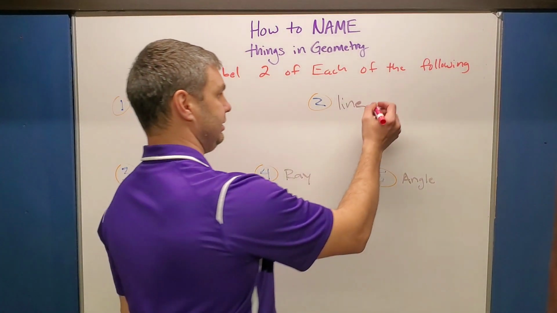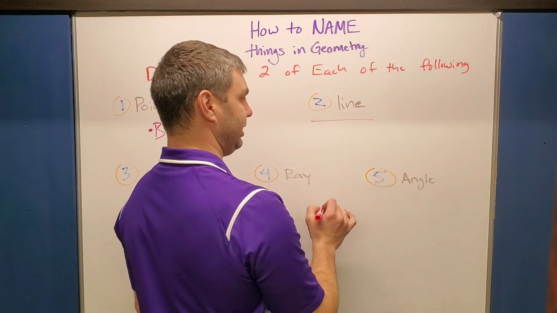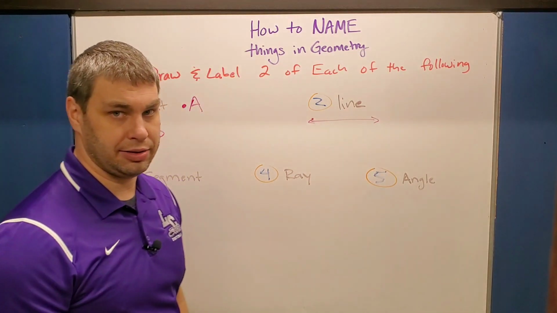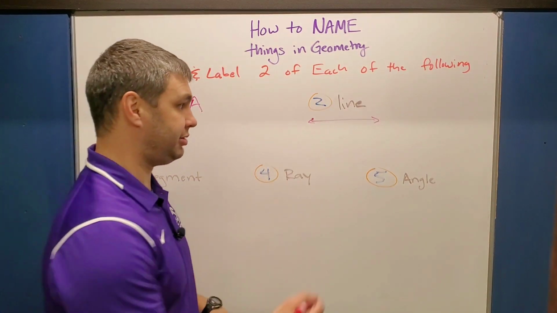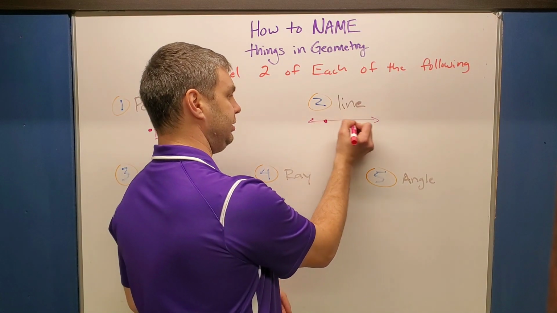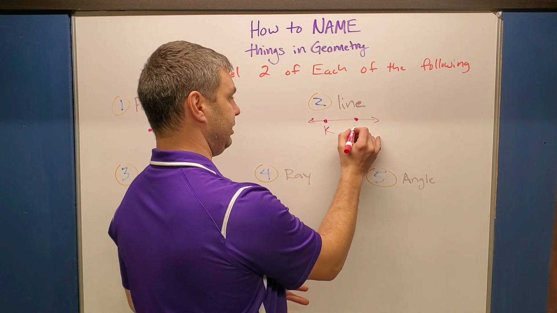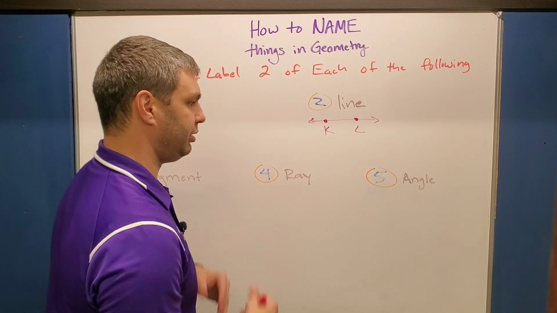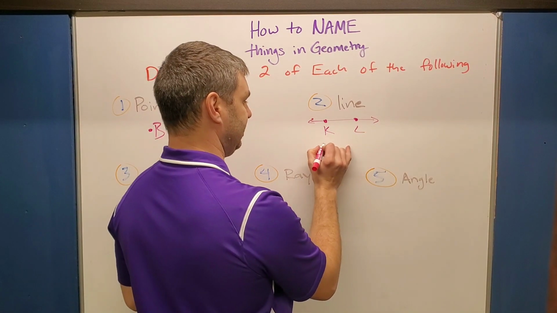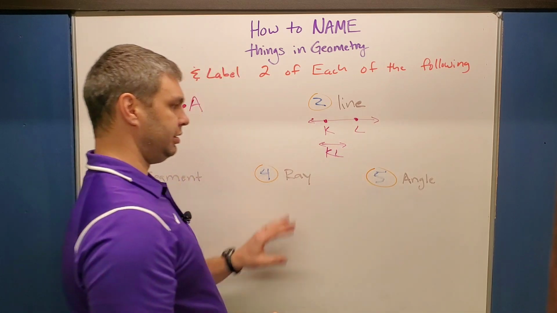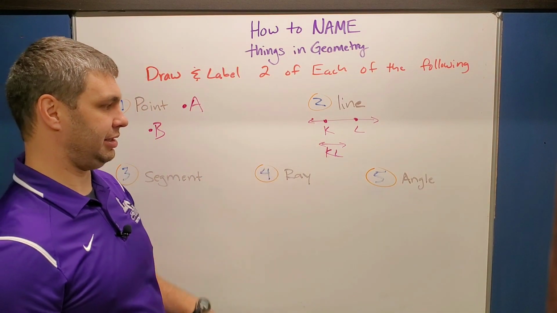What about a line? The way that I draw a line starts with a line segment, and then I get arrows on either side. Now, in order to label this, it has to have 2 points. So let's put a couple points on this line, just like this. And again, we'll say maybe this is K and L. And so I would label this line right here as line with 2 arrows, and again, KL. So that was labeling this line that I just drew.